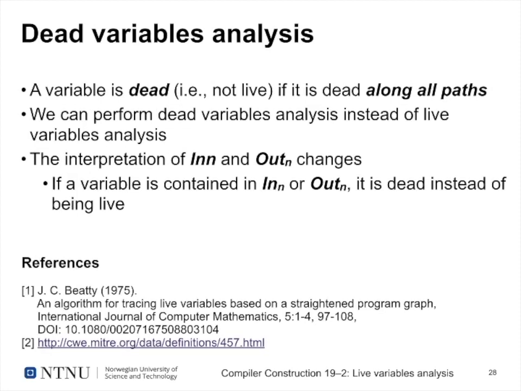Of course, if we can do live variables analysis, we can turn this around. We can also do dead variables analysis, just to sum it up. We can just turn the definition on its head: a variable is dead, so not live, if it's dead along all paths. So we can perform dead variables analysis here, and we would have to change the interpretation of our sets in n and out n. If a variable is contained in in n or out n, it is dead instead of being live.